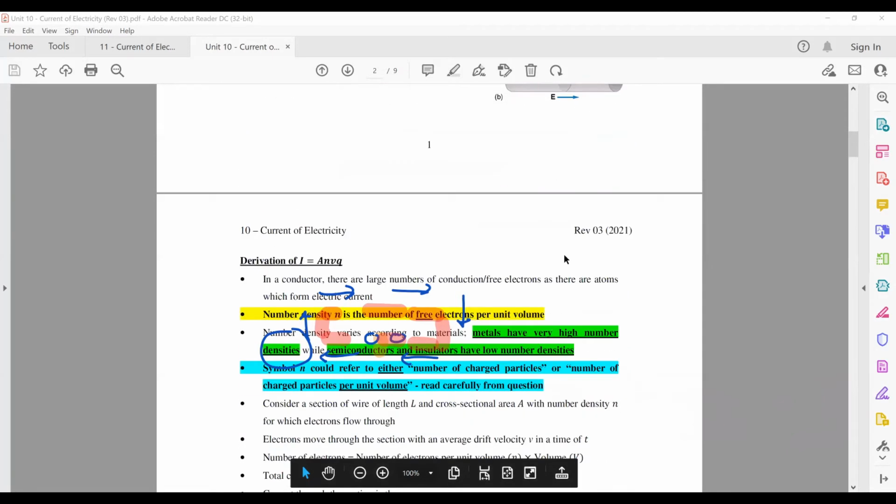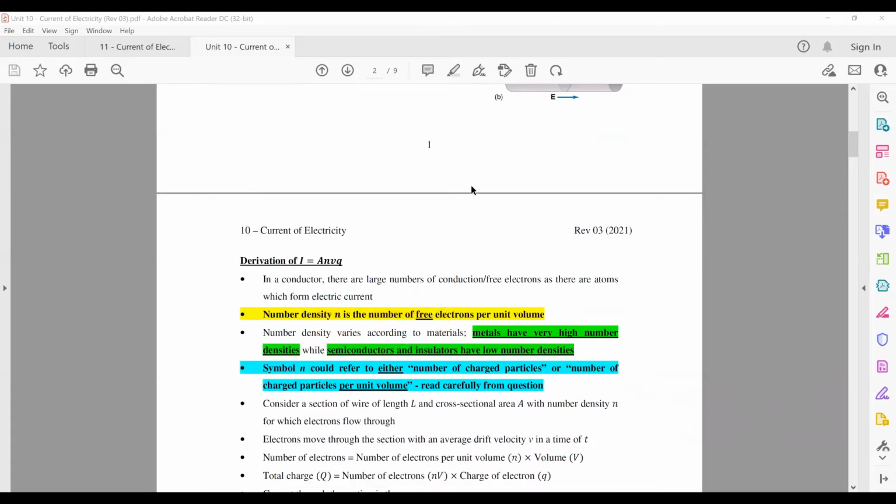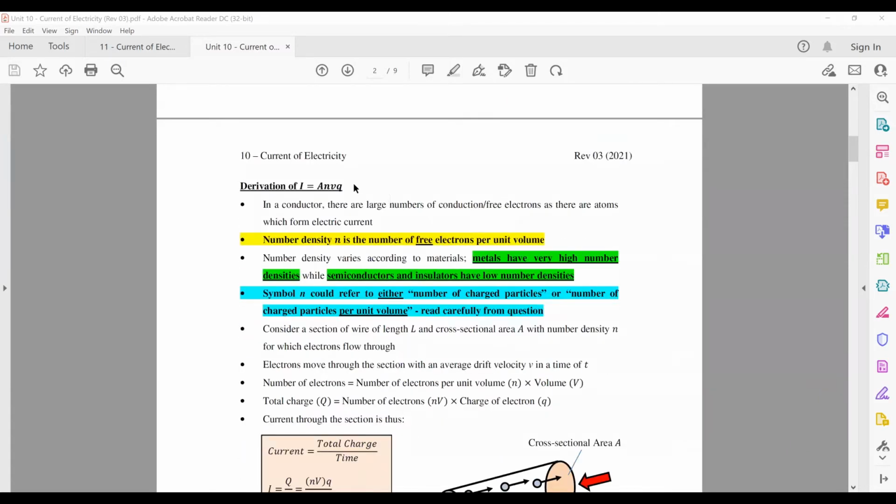Now, from current, you also have another equation that relates to it, which is this one. I is equal to nAvq, where v here is called drift velocity or drift speed. You need to know the derivation of I equals nAvq, and this one was added from 2016 onwards. It's actually quite a recent addition to your syllabus.